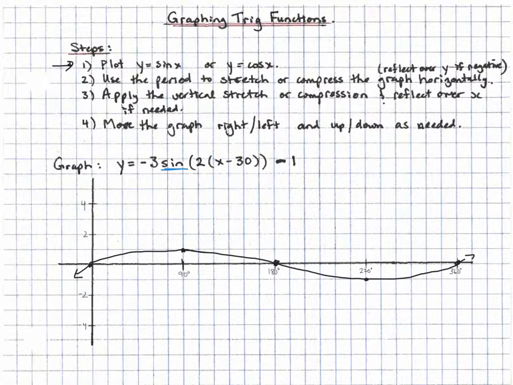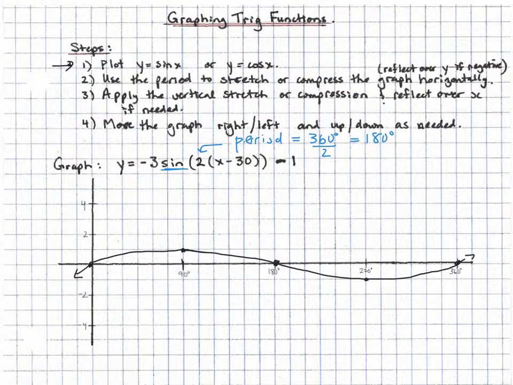Next, I want to use the period to stretch or compress this graph horizontally. So if I look at what I have here, my k value is the 2, which means then the period is going to equal 360 degrees divided by that k value, divided by that 2. So the period in this case is going to be 180 degrees. I'm compressing it by a factor of 2. So instead of spanning 360 degrees to complete the cycle, I'm only going to cover 180 degrees to complete an entire cycle.